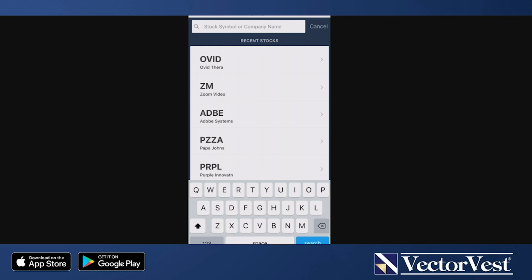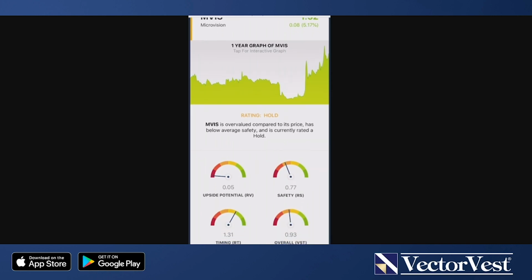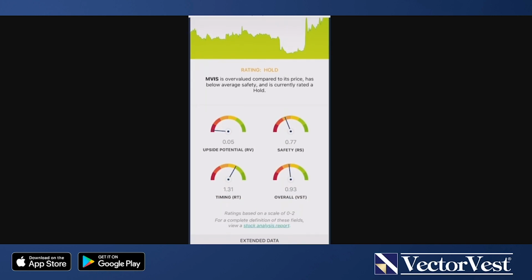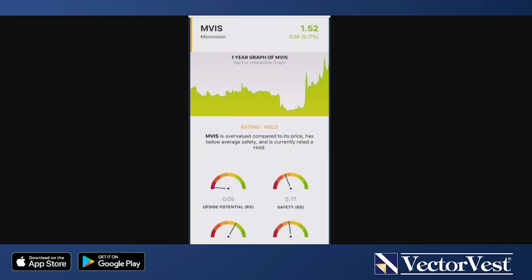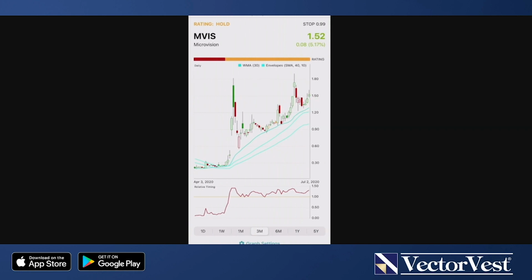Microvision, sure. MVIS. So Microvision: poor long-term potential, a lot of risk associated with it. Timing-wise, yeah, it's in an uptrend, but not the strongest one for being such a speculative stock. Therefore, the stock overall is not favorable. As you can see, it's $1.52. Lower dollar stocks tend to have a lot more risk involved with them.